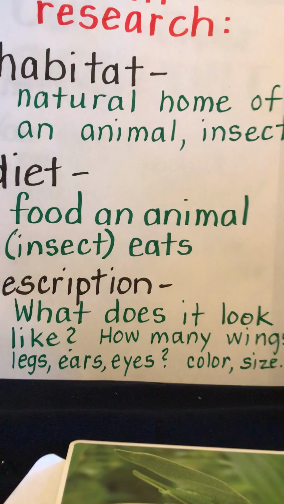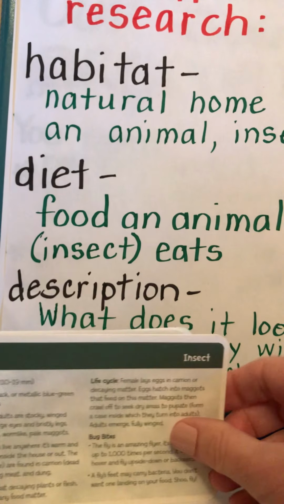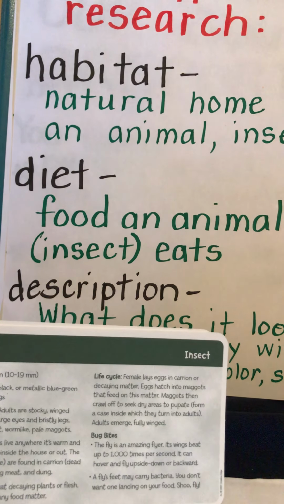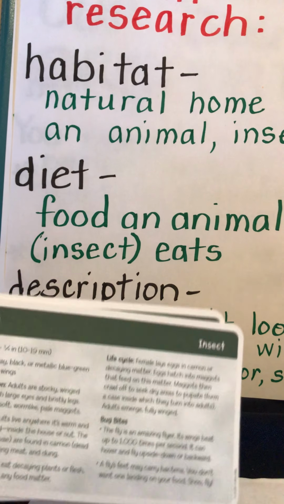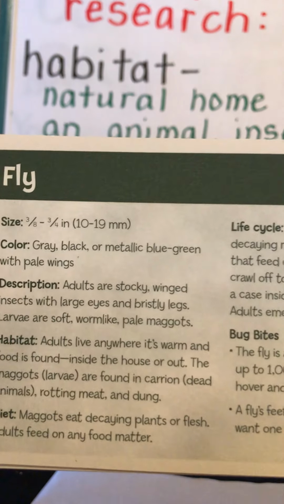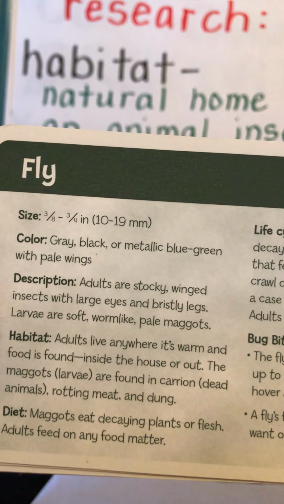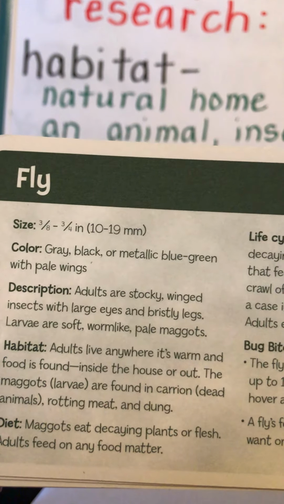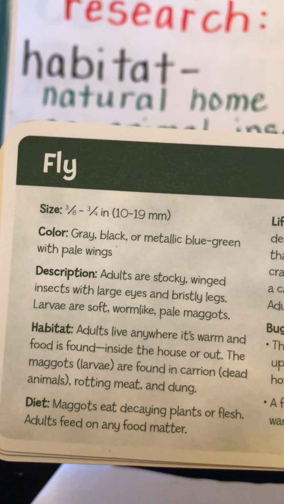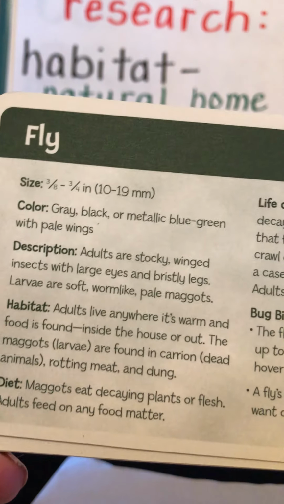Now, I'm going to show you some cards, but I'm going to do the descriptions on the back first. Oh, you all know what a fly looks like. I should find one that you might not know so much about. But let me read the description they wrote because I think it's really good. They wrote, adults are stocky winged insects with large eyes and bristly legs. Larvae, the baby stage, are soft, worm-like, pale maggots. So if your insect looks different in the baby stage, you'll have to describe that too.